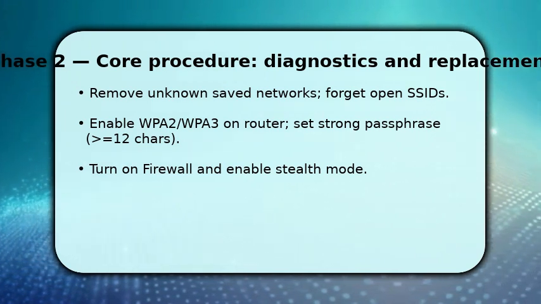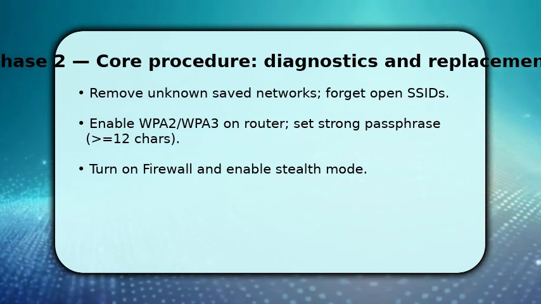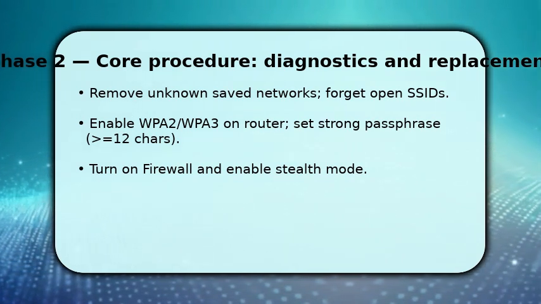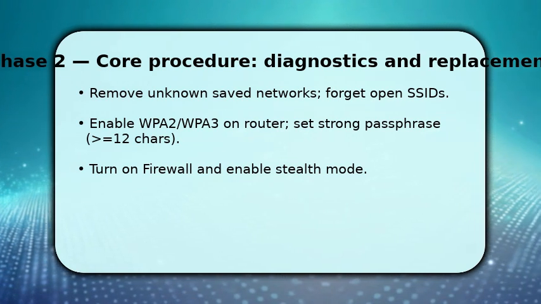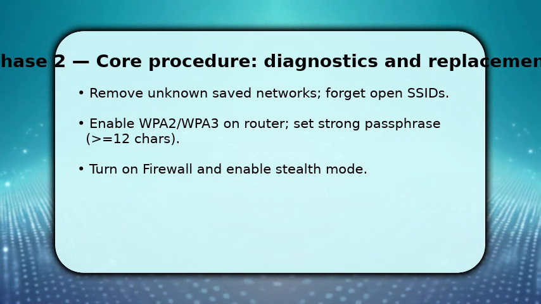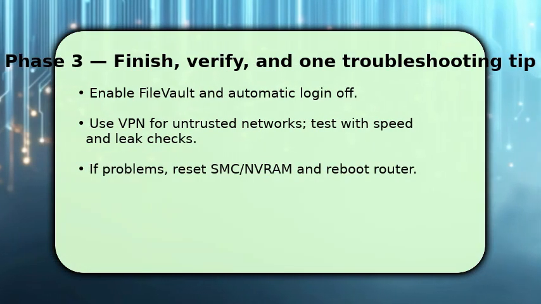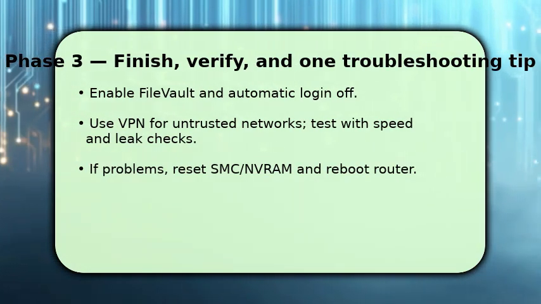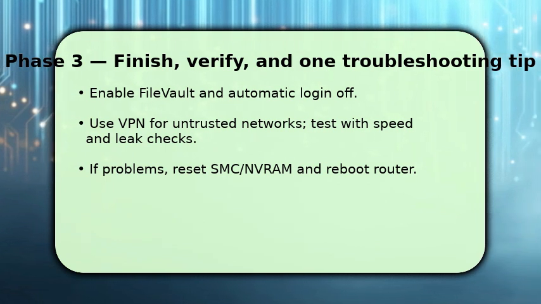Back on Mac OS, go to Security and Privacy and turn on the firewall. Then enable Stealth Mode to hide your Mac from unsolicited network probes. These steps, to finish, enable FileVault to encrypt your disk and disable automatic login so credentials are required after sleep. This protects data if the machine is stolen.